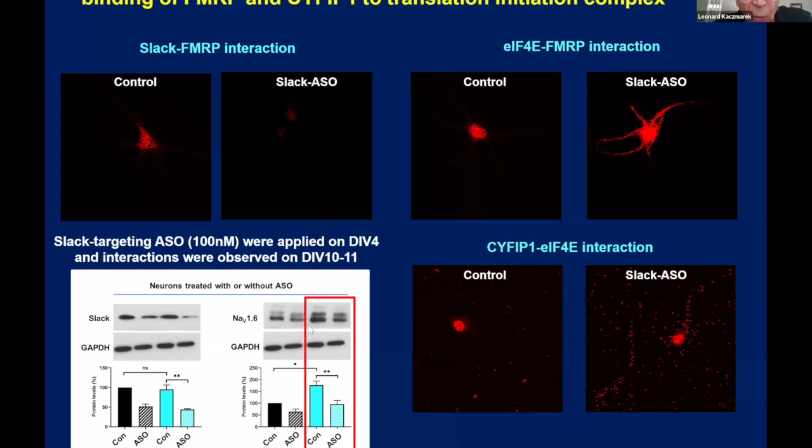So I mentioned that NAV1.6, a sodium channel, its synthesis is stimulated when you activate potassium channels. This is the wild type. This is the mutant band here, where you can see there's much more NAV1.6 in the mice that express the mutation. But when we treat with the antisense oligonucleotide, the levels come back to control levels.